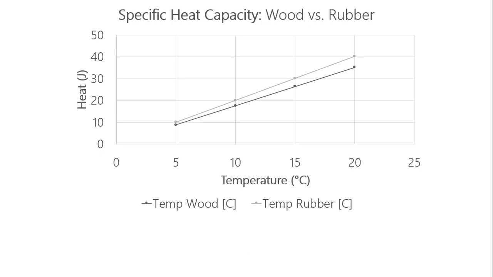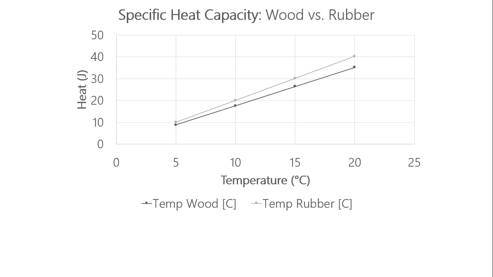So this is comparing wood and rubber's specific heat capacities. We want a pot to conduct heat well and for it to heat up quickly so the food inside gets hot quickly. But we don't want that to happen to the handle, because that's kind of where our hand is going to be. We don't want to burn our hand.